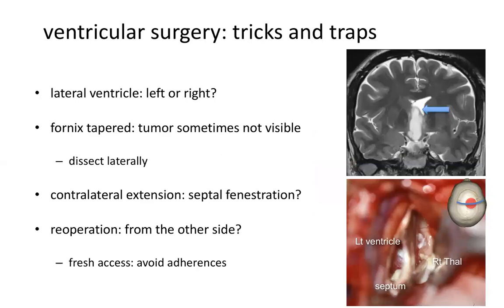Ventricular surgery can be tricky, and there are some traps. When you reach the ventricles, you have to know which side you're on. Is it left? Is it right? So you have to check the imaging before to know if the septum is shifted to one side or the other. As I said before, sometimes the fornix is tapered over the tumor, so the tumor is not visible.